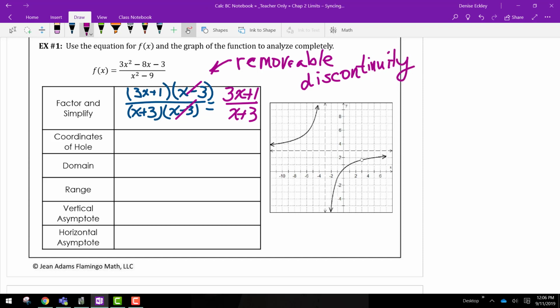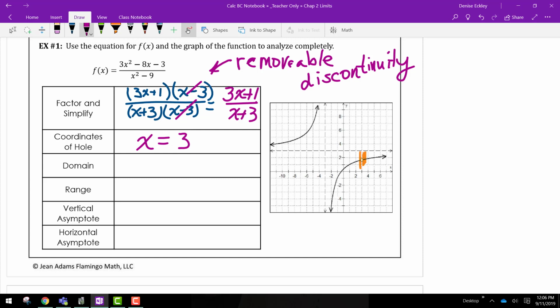So the coordinates of the hole, and you can see it on the graph here, are going to be at that x equals 3. So instead of coordinates, I'm just going to write x equals 3.